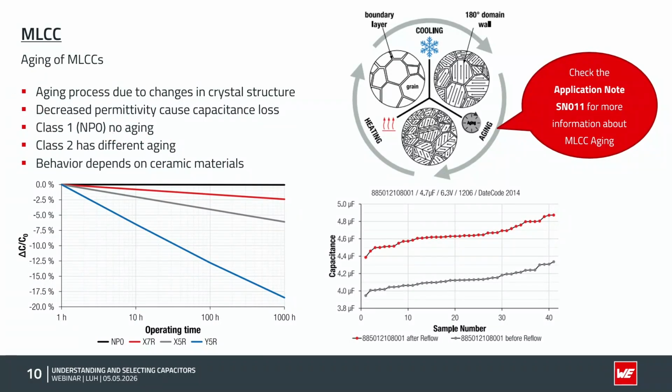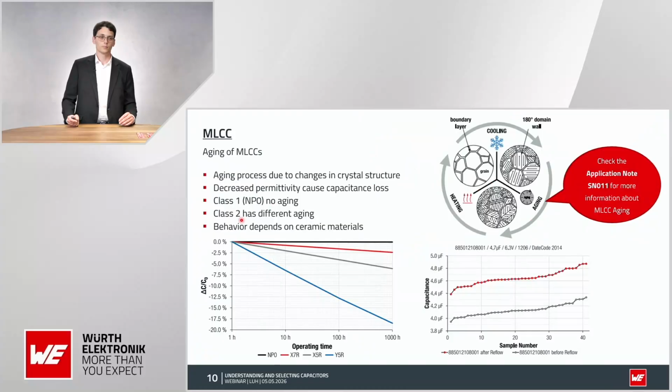Then we have also the aging of MLCCs. Aging, but this is also only about class 2 ceramics. So class 1 ceramics, they don't have any aging. Class 2 ceramics have different aging because it really depends which material was used. For example, X7R has more or less a better aging behavior than X5R, but it also changes from product to product.